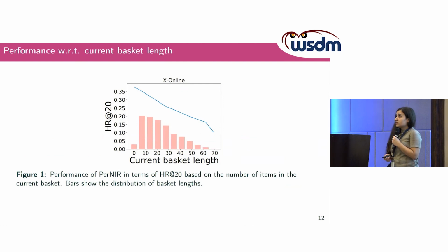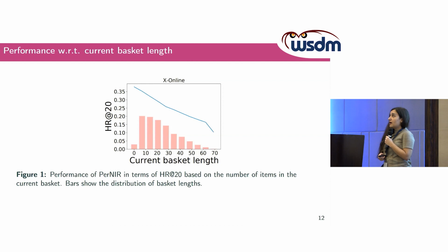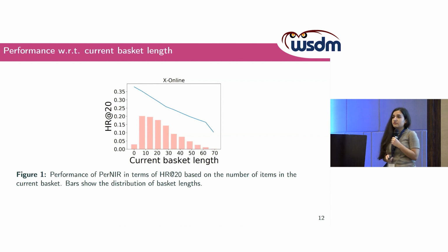What we see here is that the performance correlates negatively with the basket length. So basically, the smaller the basket, the higher the recommendation performance. And this means that predicting the next items, when there are not yet a lot of items in the basket, so you can say the most obvious items, is easier for the model.